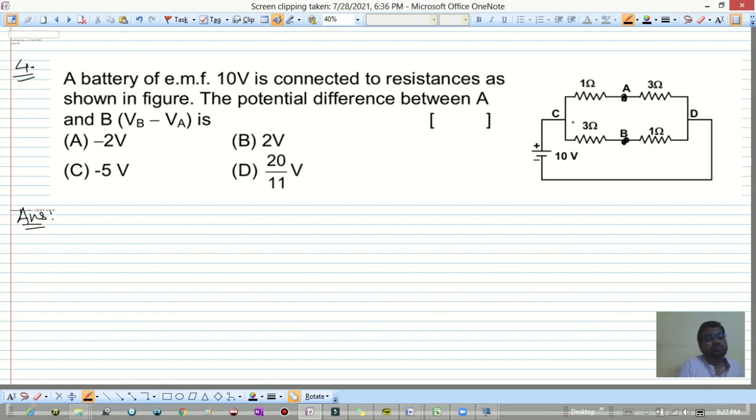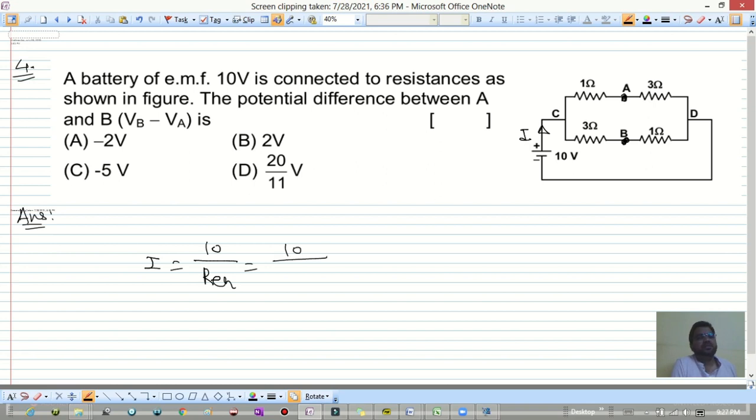Okay. So firstly, we'll calculate the total current in the circuit. So what is the total current? Total current in the circuit is the voltage in the circuit, 10, divided by R equivalent. Now what is R equivalent over here? It is 3 plus 1 is 4, 3 plus 1 is 4, so it is 2, which is equal to 5 ampere.